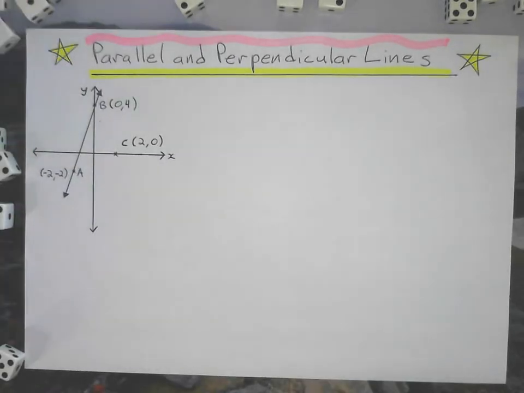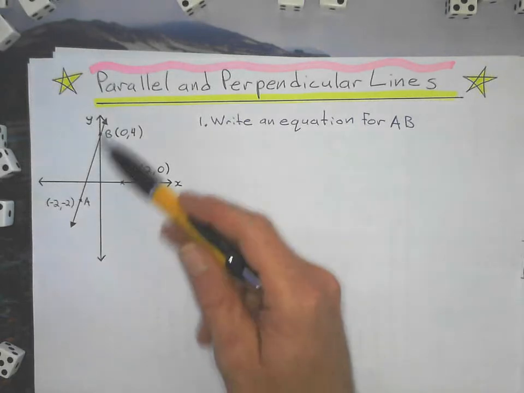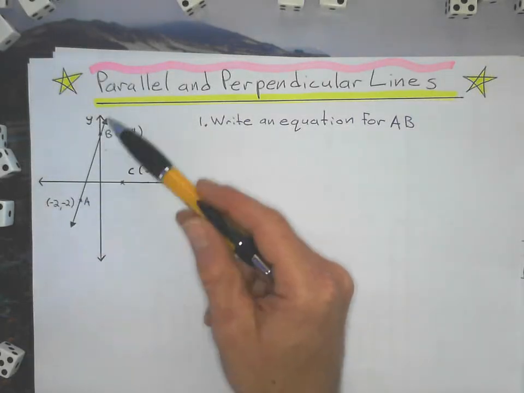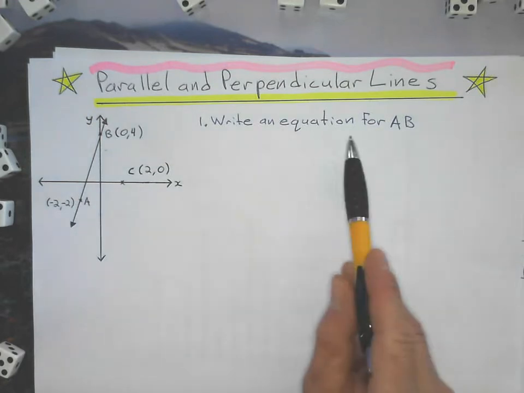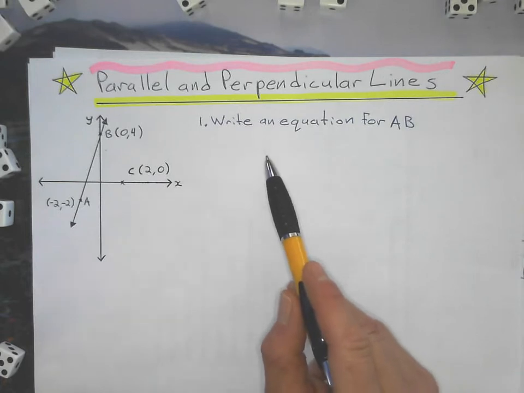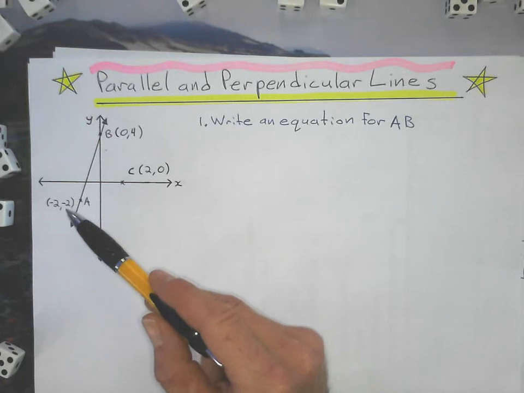Let's go back to this problem. Here are the steps I want us to do for this one. First, we're going to write an equation for line AB. And this is a line AB, not a line segment. We're just going to assume it goes on forever in both directions. To write an equation for AB, I just need two things: the gradient and a point on that line. I'm given 2 points on that line, so that's not a problem.